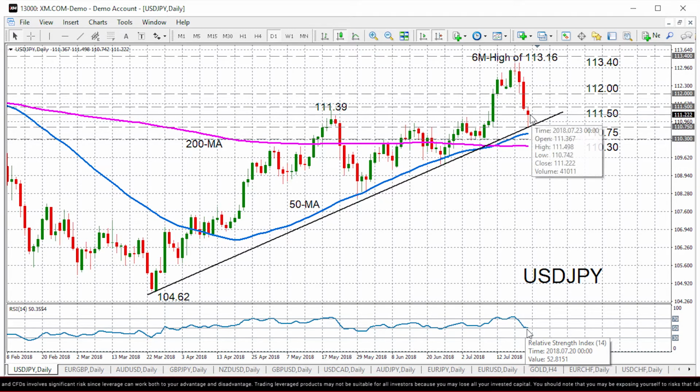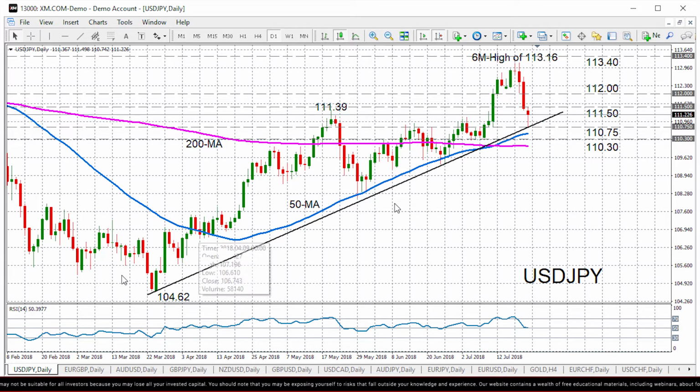We can see that prices today found support at the upward trend line that's been in place since March this year. If prices hold above that level, we should see the medium-term uptrend staying intact with immediate resistance coming at around 111.50. Above that level, we could see resistance at the 112 handle. And then we have that 6-month high of 113.16, which was touched earlier this month.